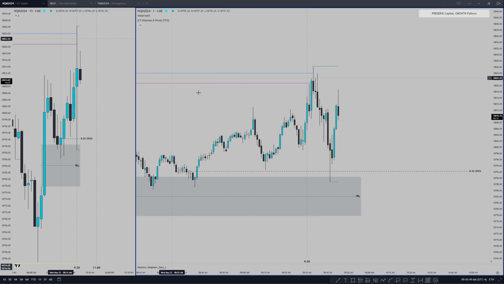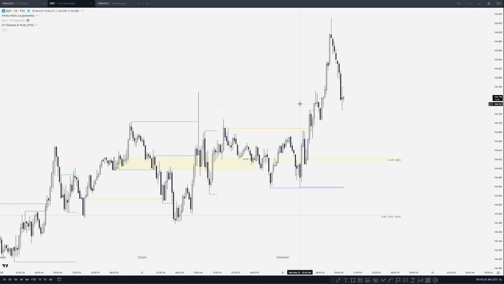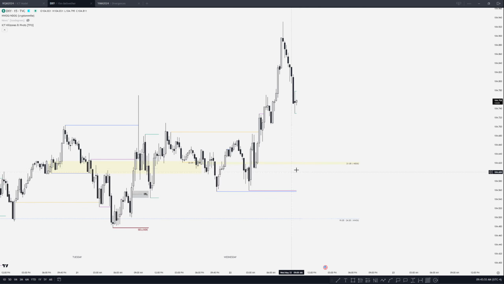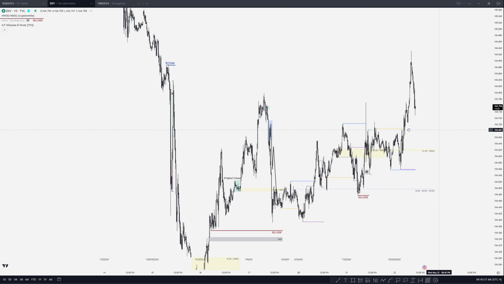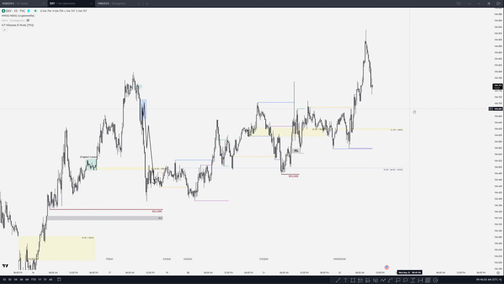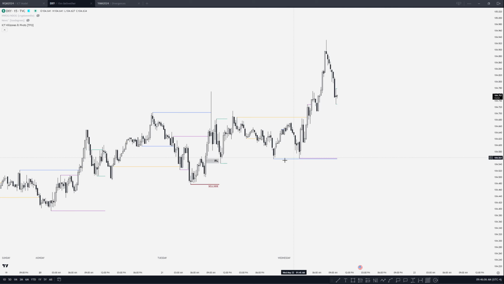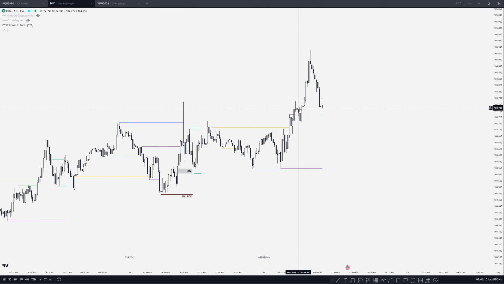I don't know what the bias is on DXY. Let's go to DXY quickly. I'm still favoring lower prices, I think, at least for the short term. Got stacked liquidity down here. We'll see. We need to close through this order block. I'm going to put an alarm down here.